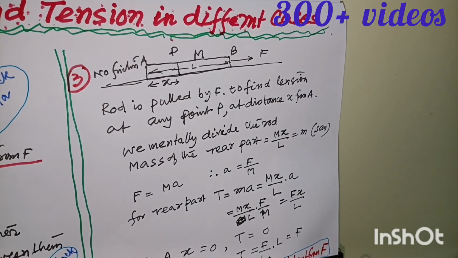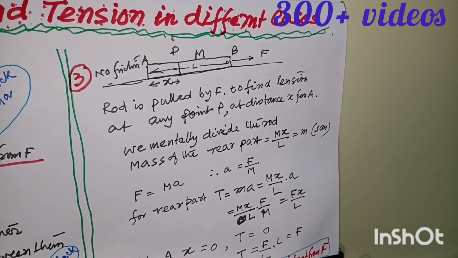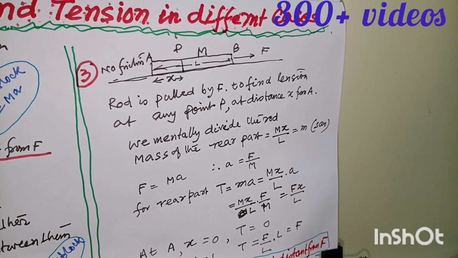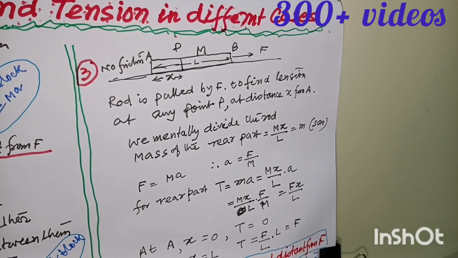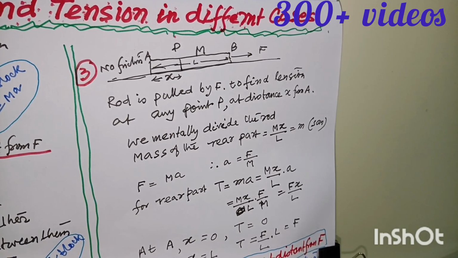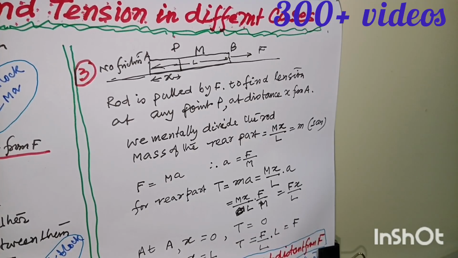We have already written F equal to M A, A equal to F by M. Now for the rear part, the only force that is pulling it is tension. We can write T equal to small m into A. It is capital M into x by L into A. And if we put the value of A, it becomes capital M into x by L into F by M, so that it becomes F into x by L. So that is the tension at the point P, F into x by L.